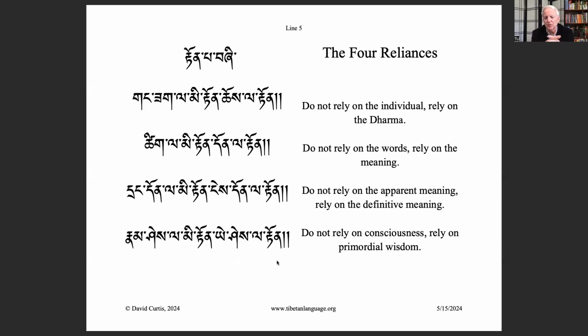Okay, now I'll read the whole thing in Tibetan without commenting. Tunpaji, Gongsak La Miten, Chulaten. Sikla Miten, Dunlaten. Drongdun La Miten, Naden Laten. Namshe La Miten, Yeshe Laten.